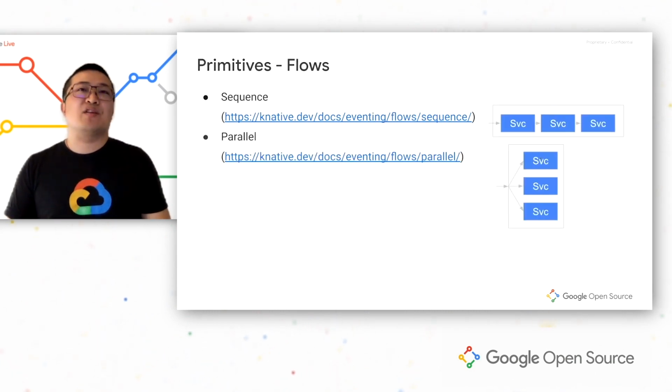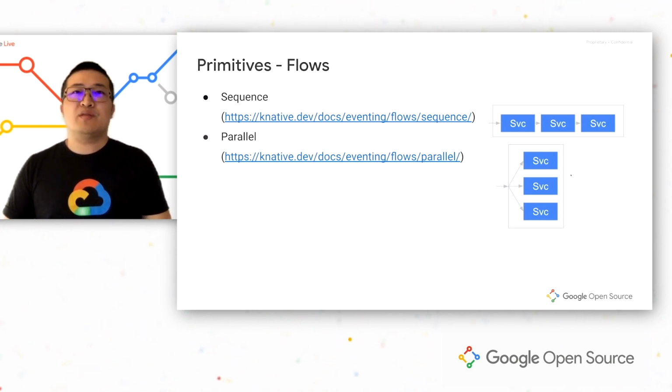There is another category of primitives called flows. There are sequence and parallel. They both allow invoking a list of services, with the difference, intuitively, that sequence will invoke them sequentially, while parallel will invoke them in parallel. They could come in handy for certain use cases.